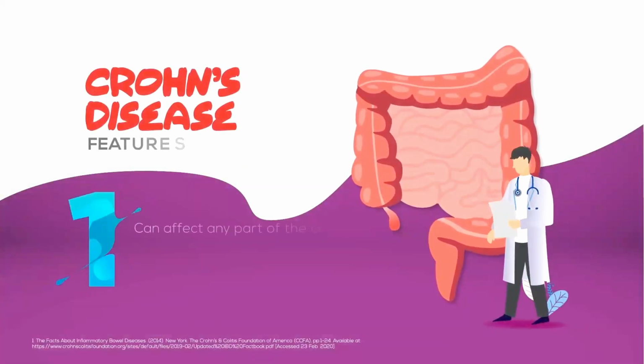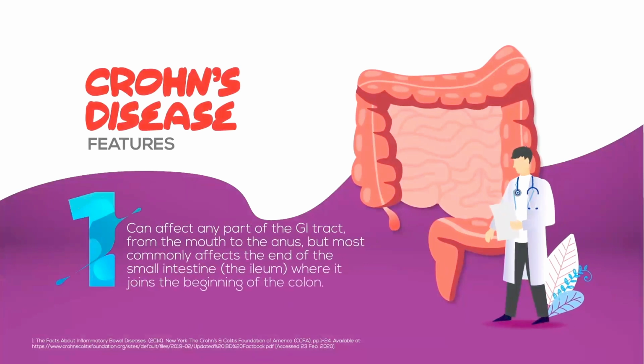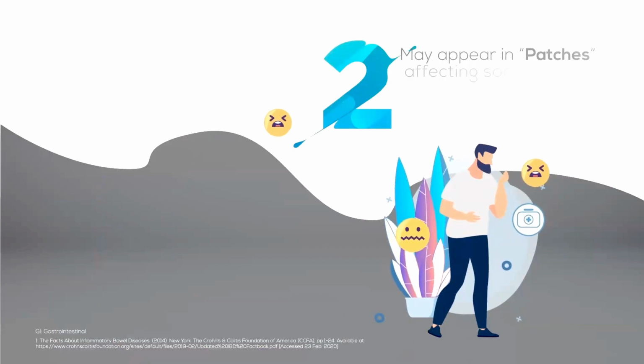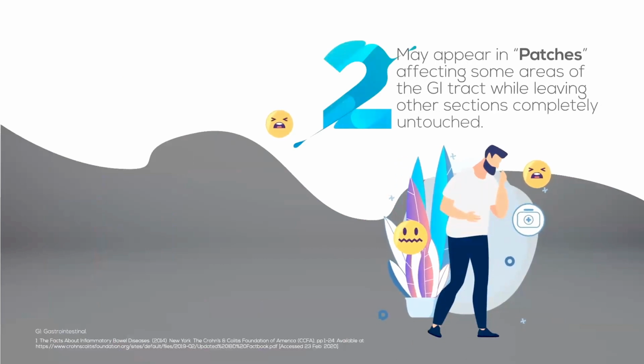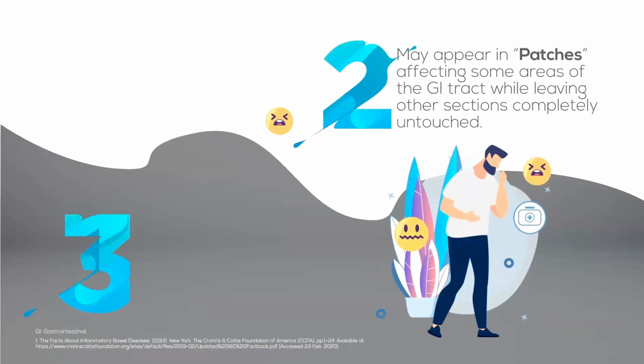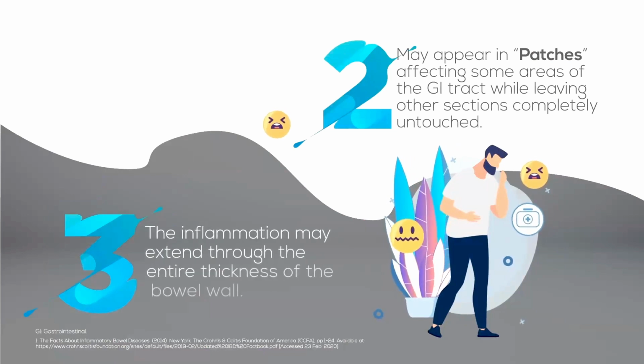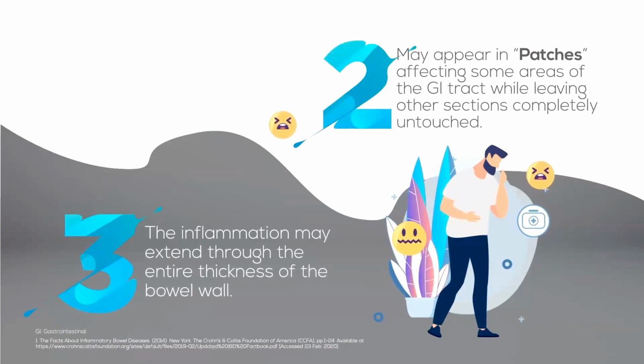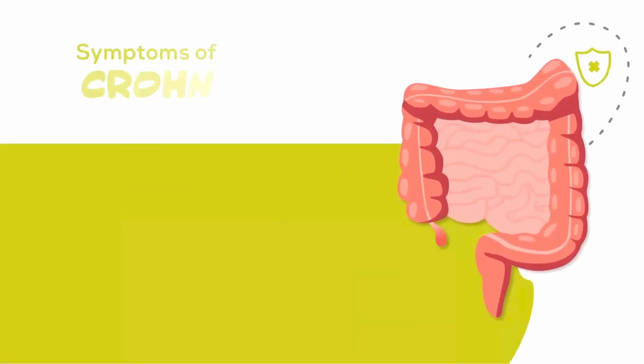Crohn's disease features: it can affect any part of the GI tract, from the mouth to the anus, but most commonly affects the end of the small intestine, the ileum, where it joins the beginning of the colon. It may appear in patches, affecting some areas of the GI tract while leaving other sections completely untouched. The inflammation may extend through the entire thickness of the bowel wall.